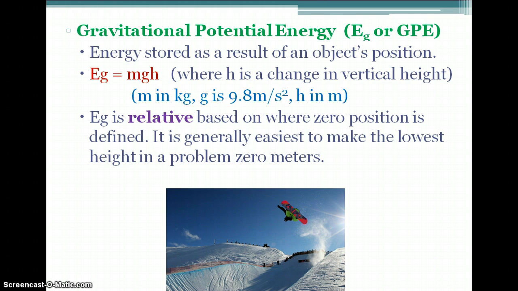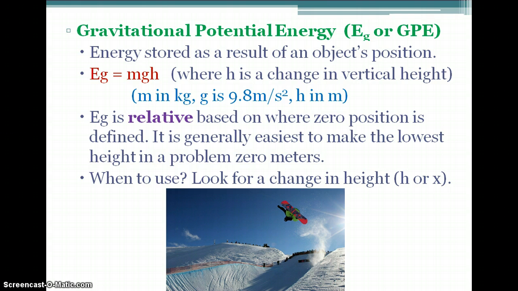That doesn't mean it's not real and that it doesn't exist. It just means that how you define it is based on the change in height, not the absolute height. Okay, whenever you use this one, there has to be a change in height. So if you have a problem where you start and end at the exact same height, you don't even have to worry about this because you may say that you have gravitational potential energy, but if it doesn't change, then it doesn't matter. It isn't relative.